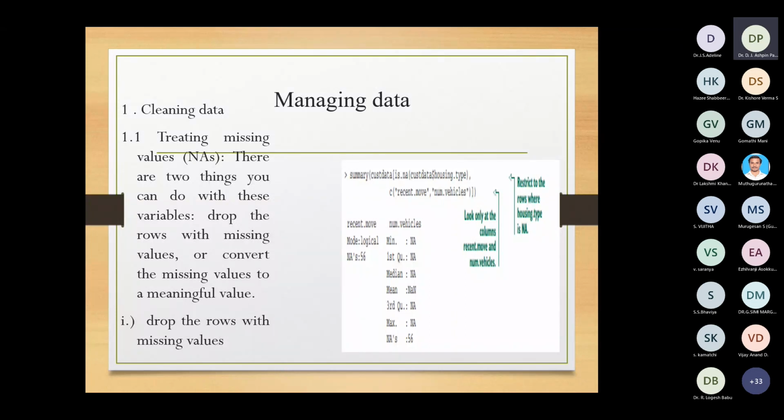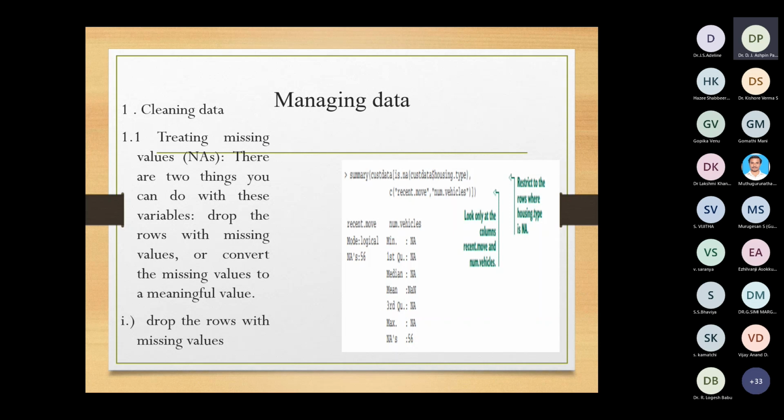Suppose, like I told you, when you are exploring the data, you may have identified that some of the data are missing and may be unusable. So how can you fill the data? How can you make those missing values meaningful values? That is what we are going to see here. Treating missing values. In R, NA means not available data. If the data is not available, we represent it as NA.